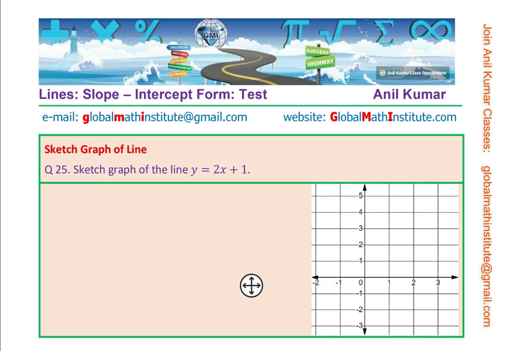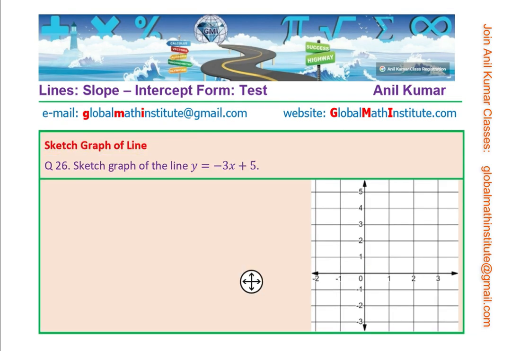Question number 25. Now we look into how do we sketch the graph of a line. We are given the equation y equals 2x plus 1. It's a slope-intercept form where the y-intercept is 1, slope is 2. So you have to find the equation which is right there. How do you sketch it? So sketch the line now. Perfect. So on sketching the line, we have few questions for you.